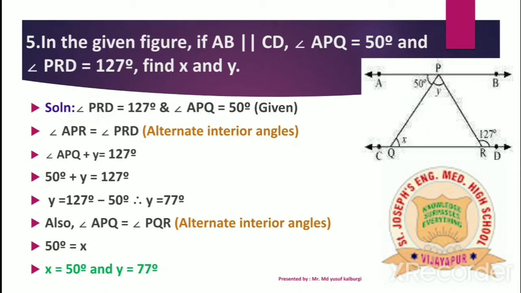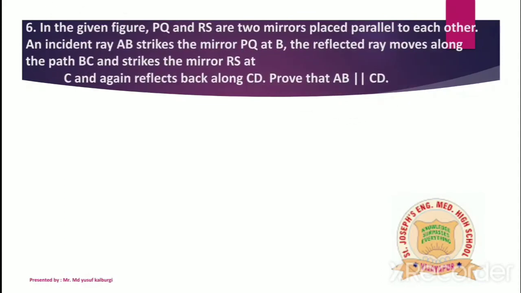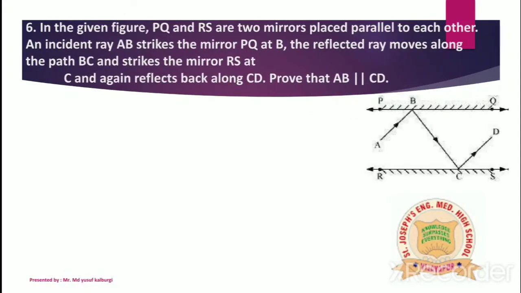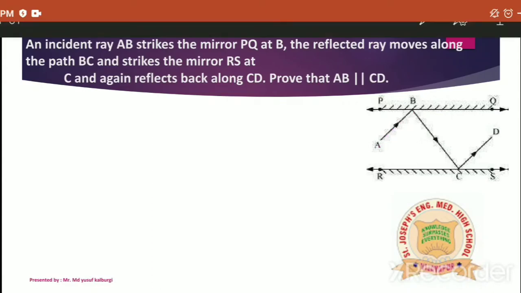Now let's go for the next question. What is the next question here? Let's go for the sixth question. It says, in the given figure. Now which is the figure? Let's observe. PQ and RS are two mirrors. These PQ and RS are two mirrors parallel to each other. And ray AB is hitting PQ at point B. Just observe, it is hitting at point B.